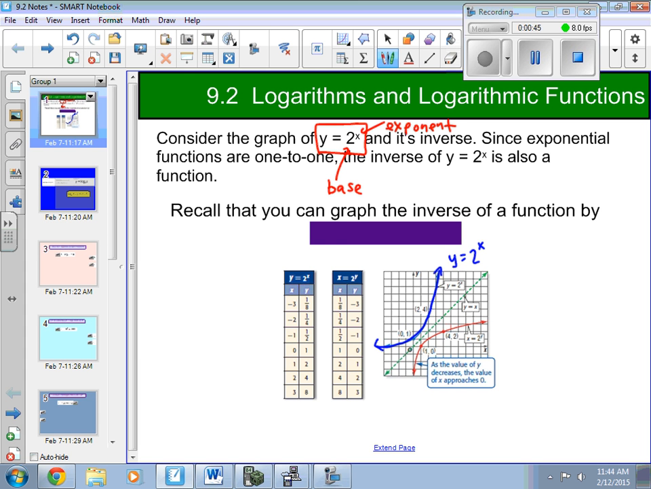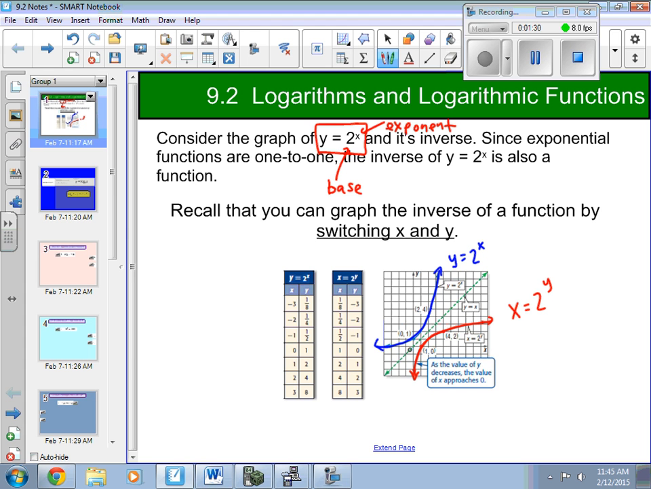Well, this graph is a one-to-one function, meaning that any x value you put in for that exponent, you will get a y value out. Since it's a one-to-one function, we can find its inverse. If you think back to a chapter or two ago when we talked about inverses, you can find the inverse of a function by switching the x and y value around. So if we were to switch the x and y value around, you would then get the equation x equals 2 to the y power. And if you graph that out, you get this red graph right here. And that would be the inverse.